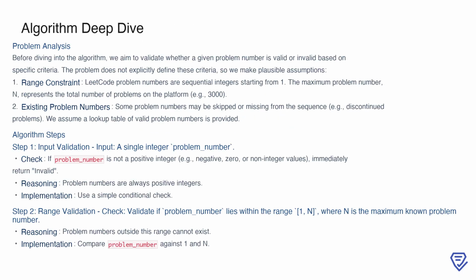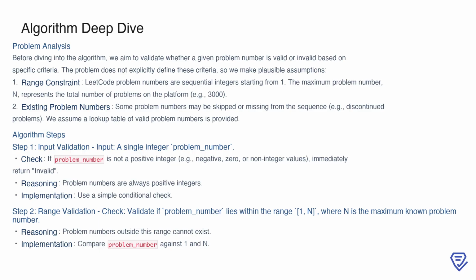To begin our exploration of the algorithm, we need to understand the problem and define the criteria for determining whether a given problem number is valid. First, we establish that LeetCode problem numbers are sequential integers starting from 1, with the maximum problem number, n, representing the total number of problems available. However, some problem numbers may be skipped or missing due to discontinuation, so we assume a lookup table of valid problem numbers exists. The algorithm starts with input validation.